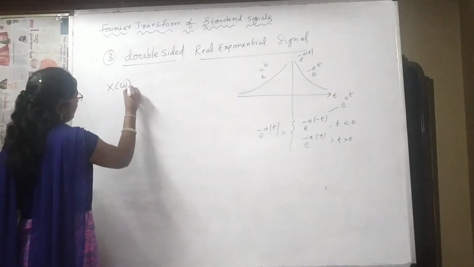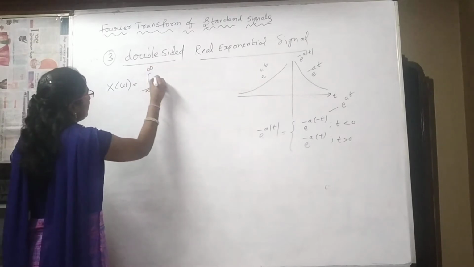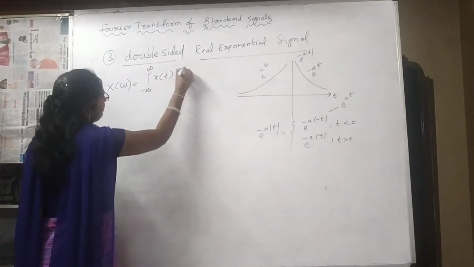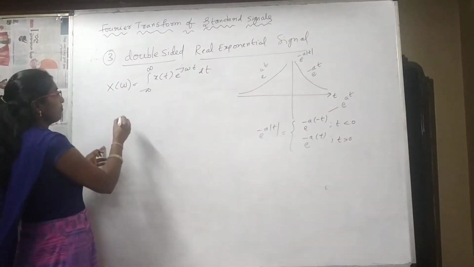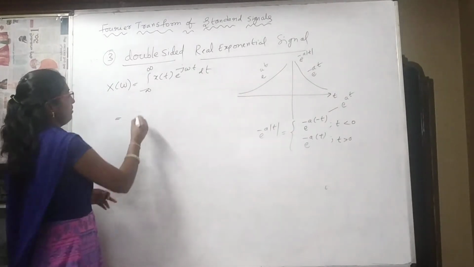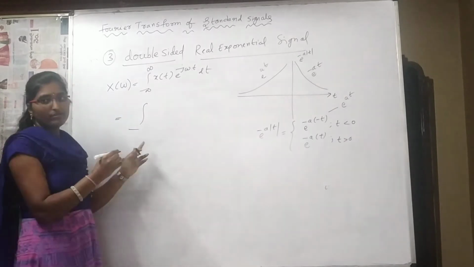Now we will find the Fourier transform for that. X of omega is equal to the integral from minus infinity to infinity of x of t into e power minus j omega t dt, is the formula. Now your integration limits will be changed.